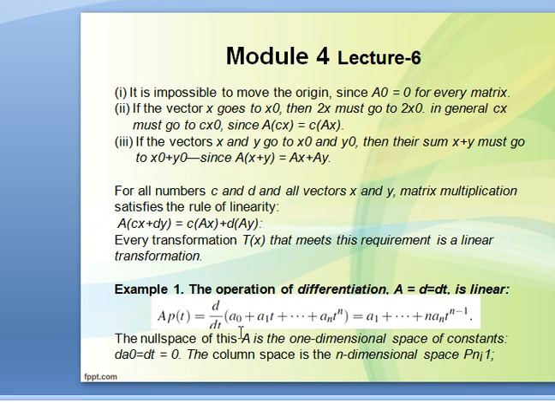Then the null space of this A is the one dimensional space of constants.